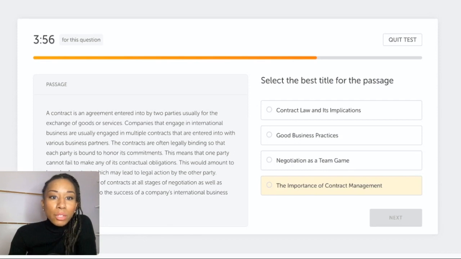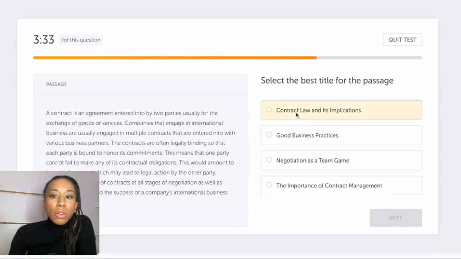Contract is an agreement entered into by two parties, usually for the exchange of goods or services. Companies that engage in international business are usually engaged in multiple contracts that are entered into with various business partners. The contracts are often legally binding so that each party is bound to honor its commitments. This means that one party cannot fail to make any of its contractual obligations. This would amount to breach of contract, which may lead to legal action.